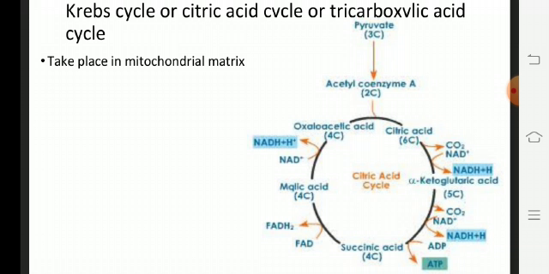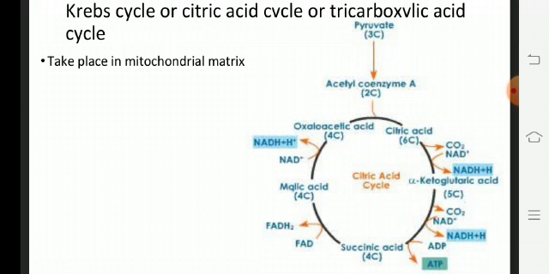This citric acid is again decarboxylated and dehydrogenated to form alpha ketoglutaric acid. Here 2 hydrogens are accepted by NAD, nicotinamide adenine dinucleotide, reduced to NADH plus. This alpha ketoglutaric acid is converted into succinic acid.